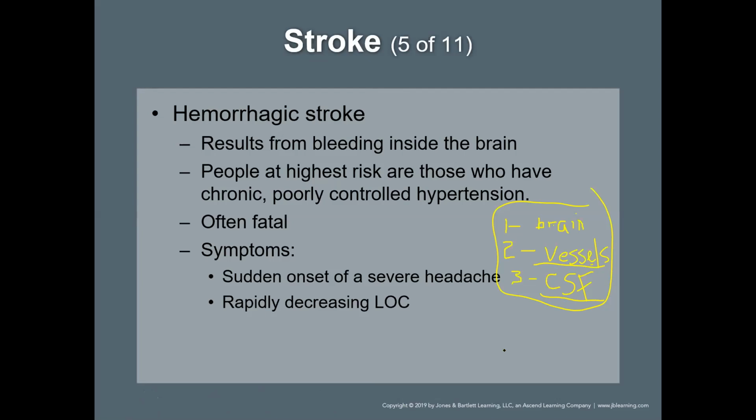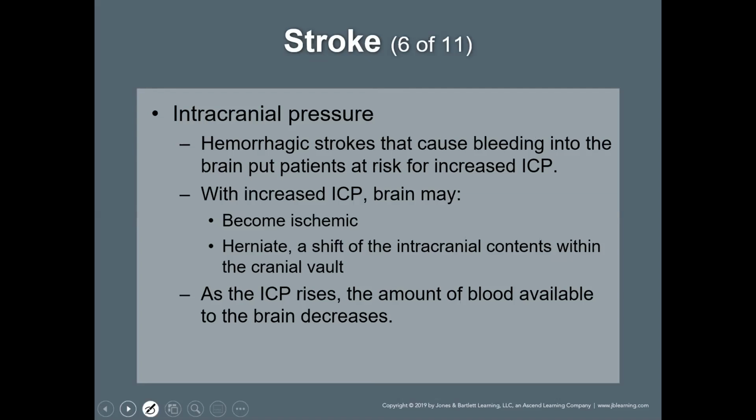Symptoms are usually a sudden severe onset of headache or loss of consciousness. I see that quite frequently. And that intracranial pressure keeps rising and rising. As that happens in that cranial vault, something has to give. And if it doesn't, then we get brain herniation, and that brain tissue will herniate right out of that foramen magnum, and that is never a good thing.